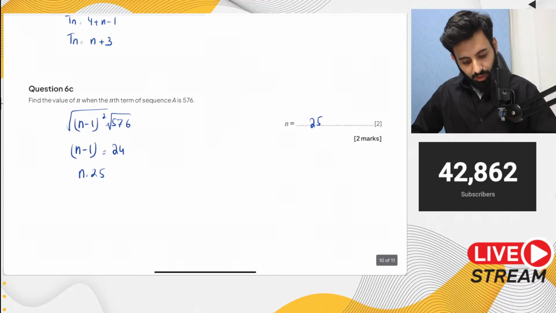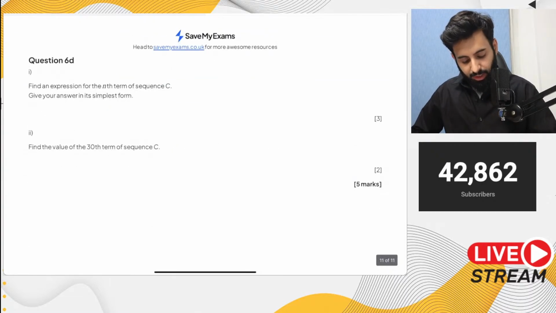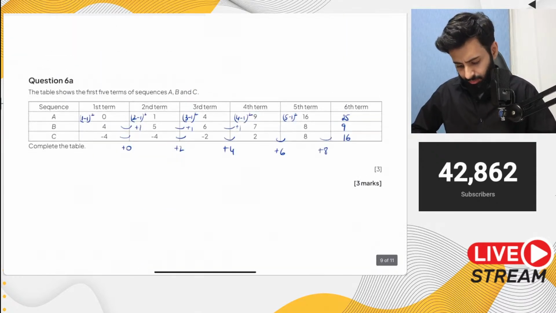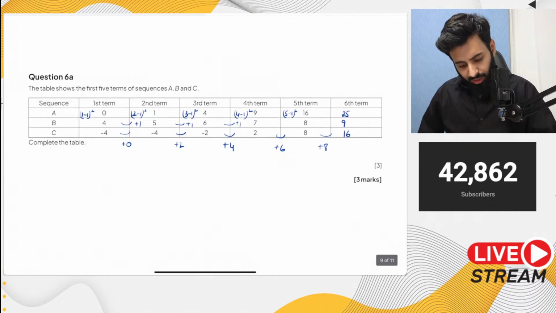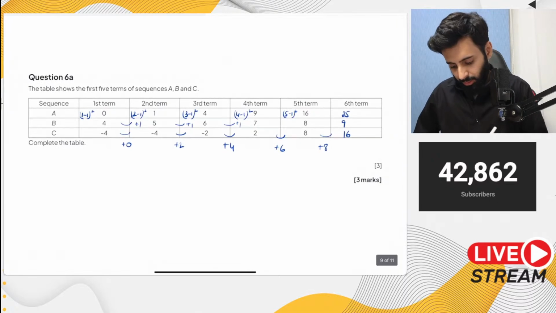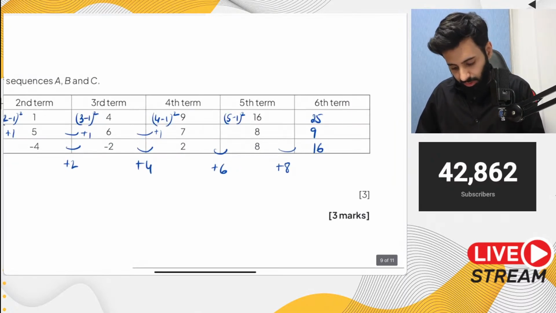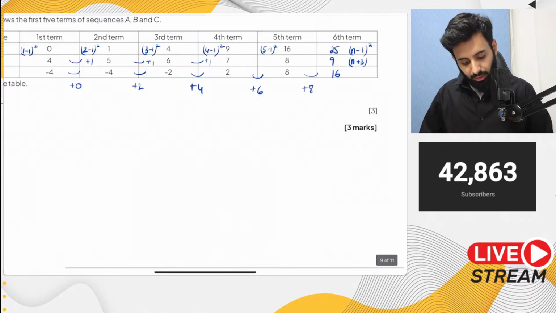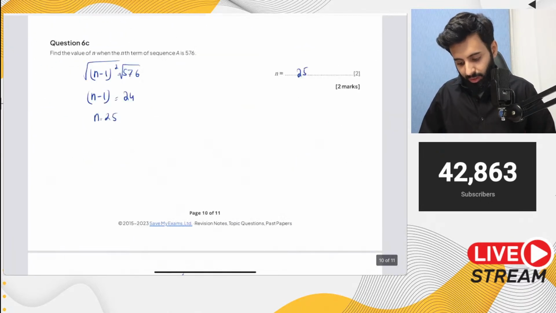Okay, then D part 1. Find an expression for the nth term of sequence C. Give your answer in its simplest form. Okay, so let's see if we can find out. Now, there is another easier way to find the nth term. Since we've already done the hard work, since we've already worked out what the general term of sequence A is, it's n minus 1 squared, and we've already worked out what the general term for sequence B is, n plus 3. So all we have to do is just subtract the 2. Okay, and why am I subtracting the 2?